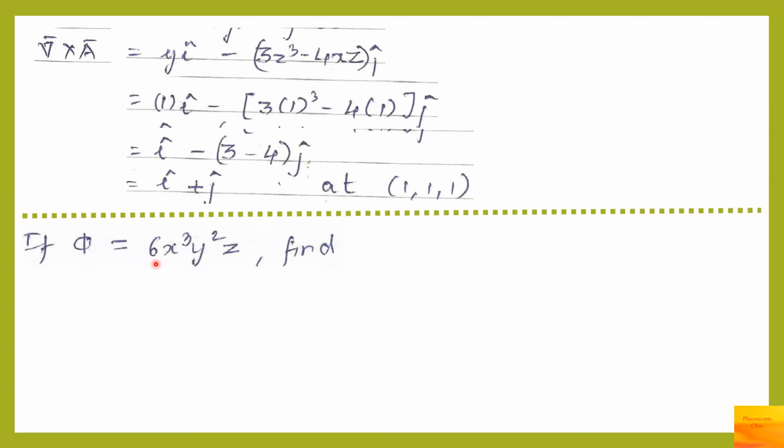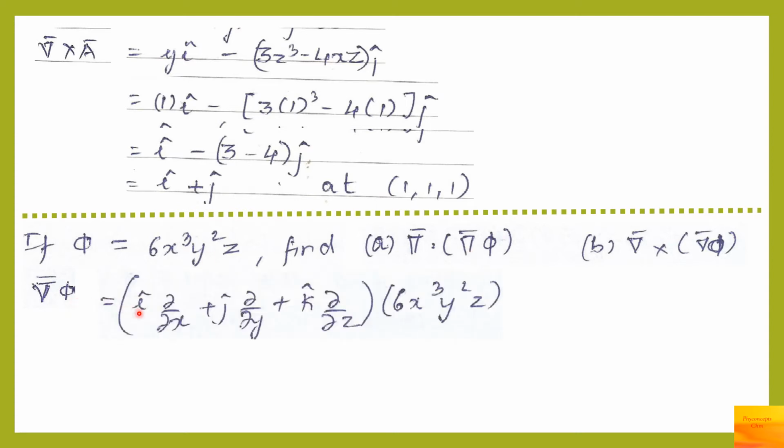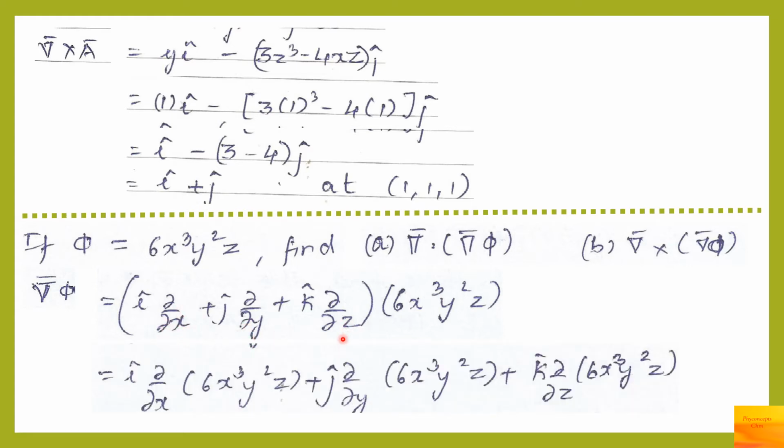Now if phi is equal to 6x cube y square z, find del dot del phi and del cross del phi. So first in this we require both. In both the problems we require the gradient of phi, del phi. So we'll find del phi. So substitute del here in the first bracket and here you have phi. Open up the brackets. You will differentiate this phi first with respect to x, then with respect to y, with respect to z.